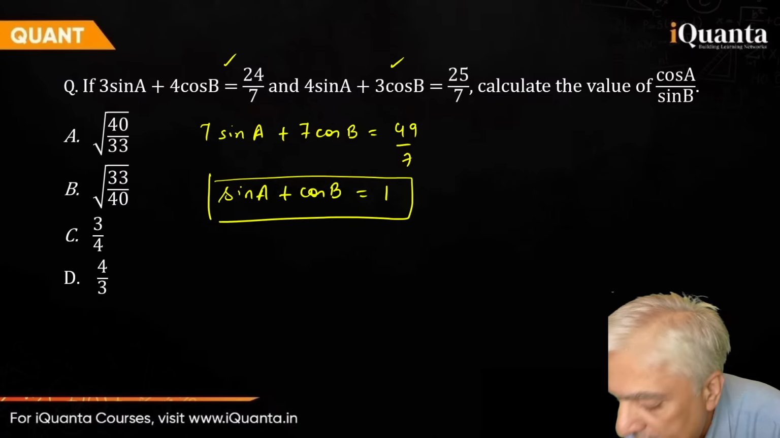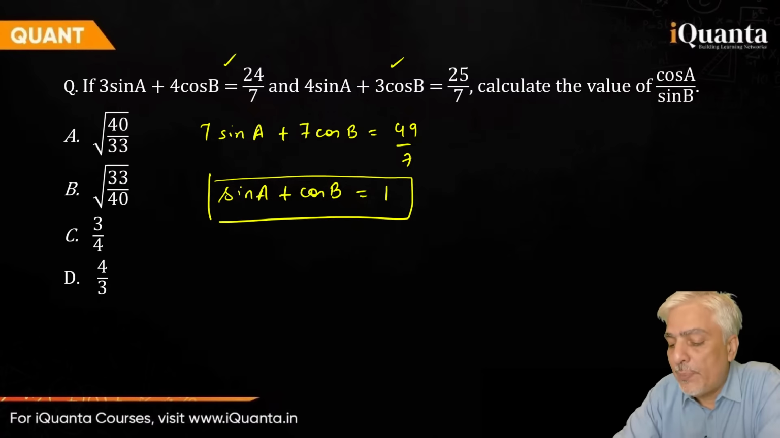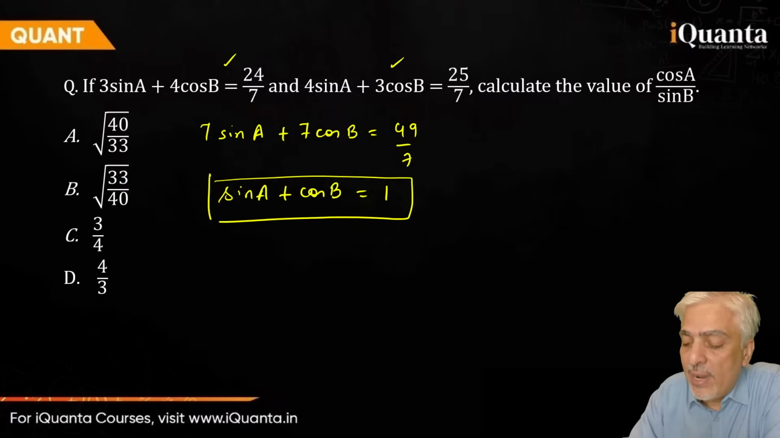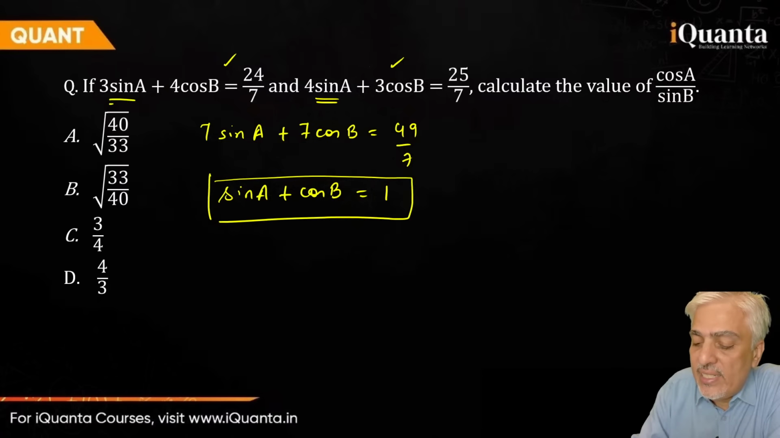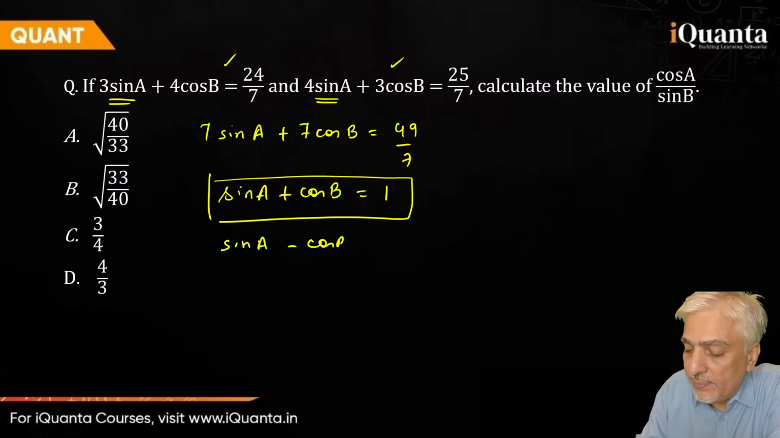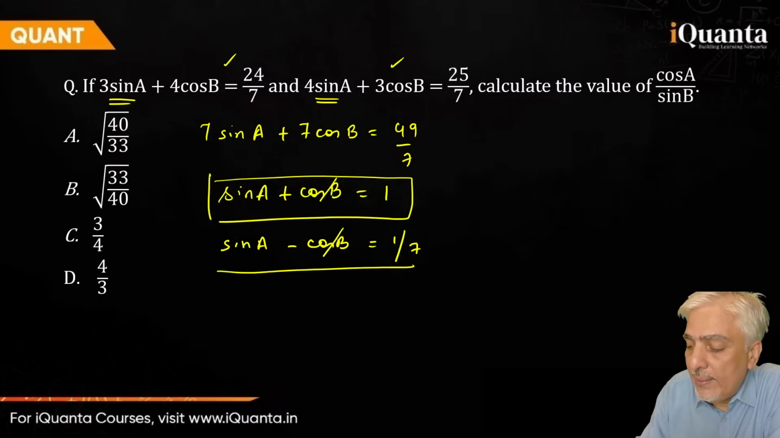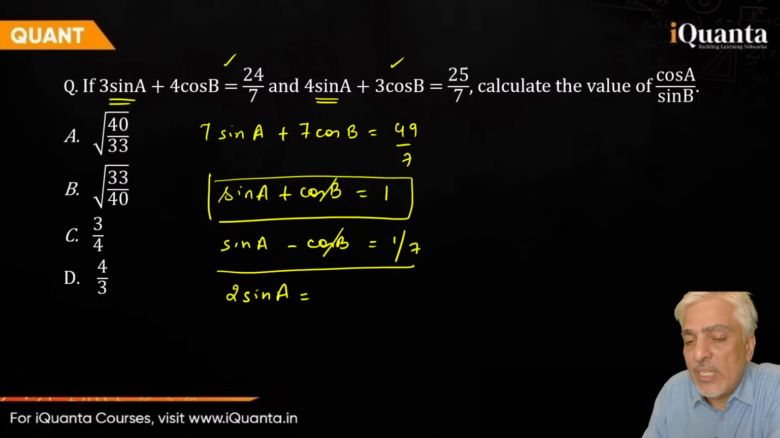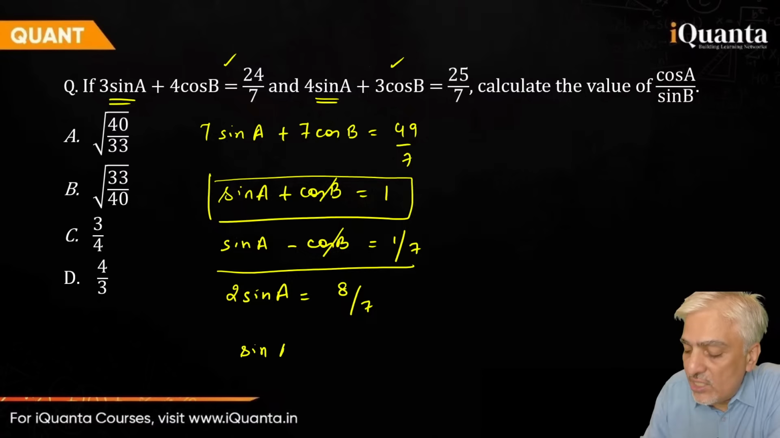Now what else? If you take both the equations and subtract them, second minus first, 4 sin A minus 3 sin A will be sin A minus cos B is 1 upon 7. Add both the equations to give you sin A. 2 sin A is equal to 1 plus 1 upon 7, which is 8 upon 7. So sin A is 4 upon 7.